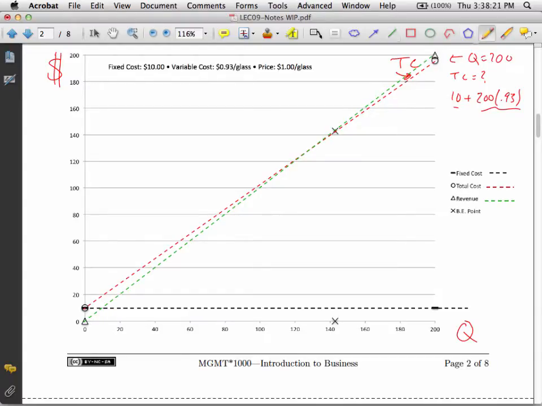And you can see our break-even point is right here. So this green line represents our revenue line and this is our total cost line. Down here, our total cost in red exceeds our total revenues. Up here, our total revenues in green exceed our total cost. So up here, we have a profit situation. Down here, we have a loss. And right at this point, we have our break-even point.